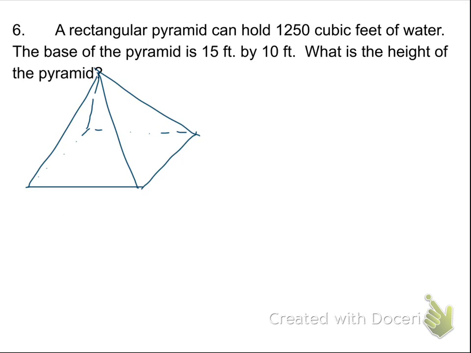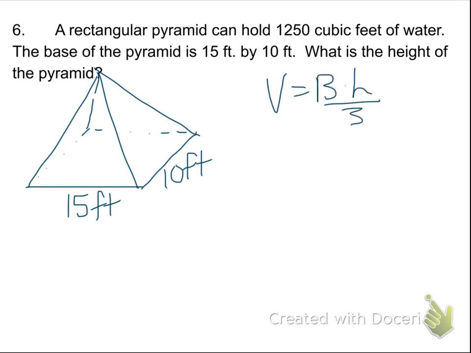Because it is a pyramid, we know that the formula is area of the base multiplied by the height divided by 3. We know that the volume is 1,250. The area of the base, well, the base in this case is a rectangle. That's 15 by 10, so 15 times 10. We don't know what the height is. And then we divide by 3. So make sure you can solve this one on your own. If you need to, pause the video and solve it first. Now's your chance.